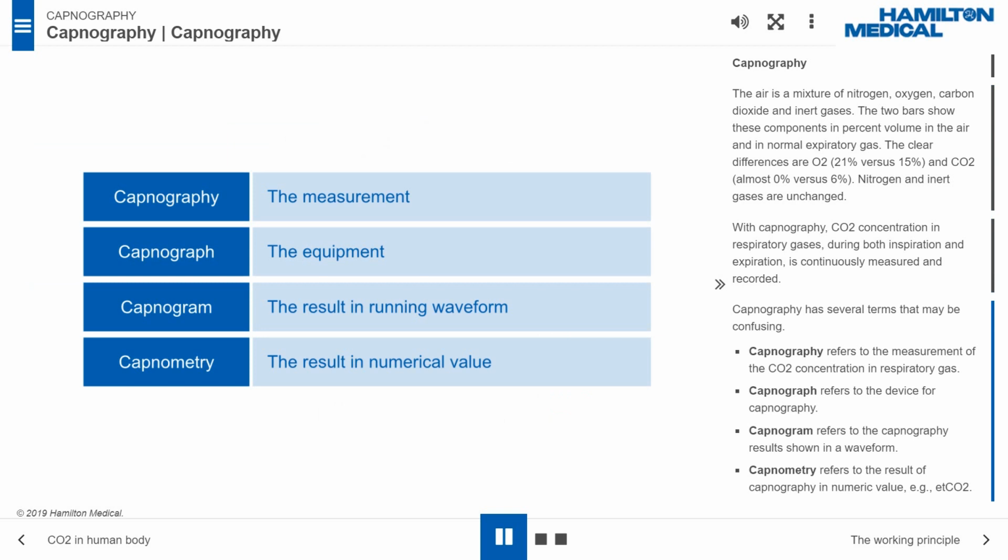Capnography has several terms that may be confusing. Capnography refers to the measurement of the CO2 concentration in respiratory gas. Capnograph refers to the device for capnography. Capnogram refers to the capnography results shown in a waveform. Capnometry refers to the result of capnography in numeric value, for example, EtCO2.